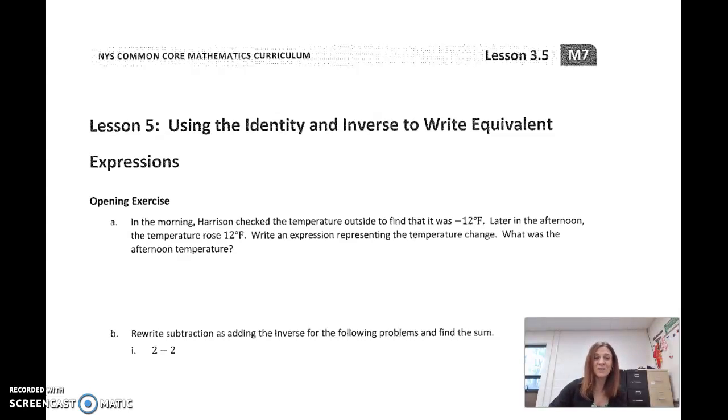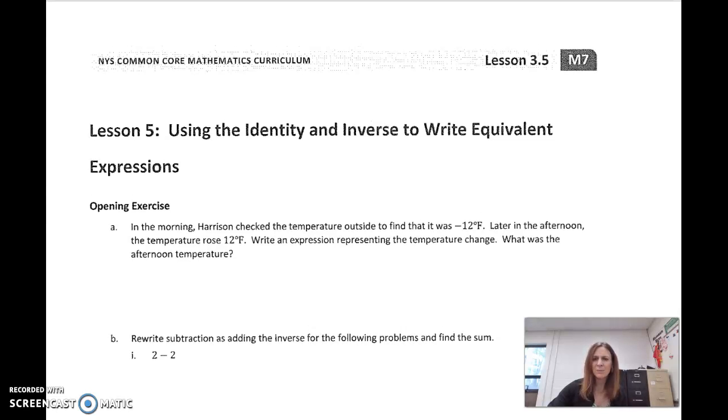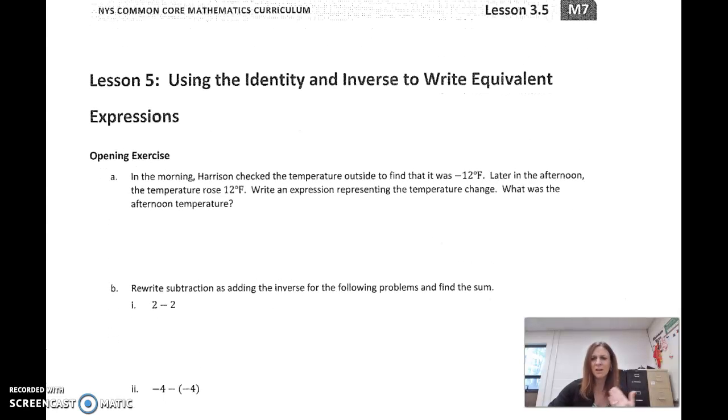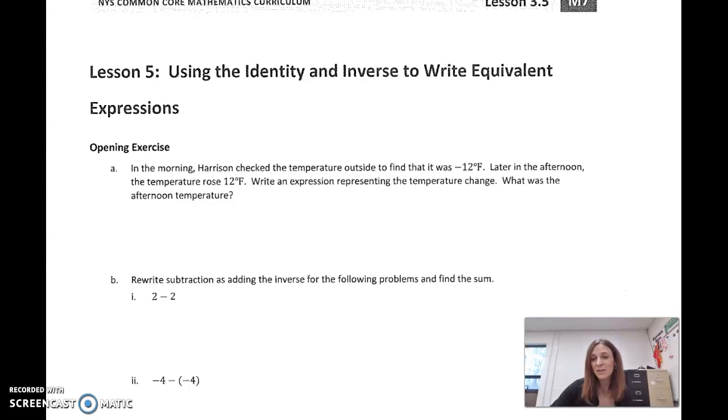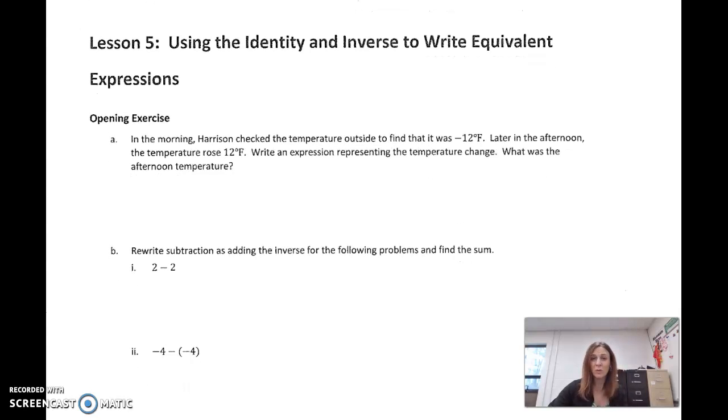Lesson 5 is on using our identity and our inverse properties to write equivalent expressions. So again, remember the whole theme that we've been working on is being able to manipulate different expressions, put them in different forms to help us later on. So this is now moving to the next step as we get ready to start really solving equations.